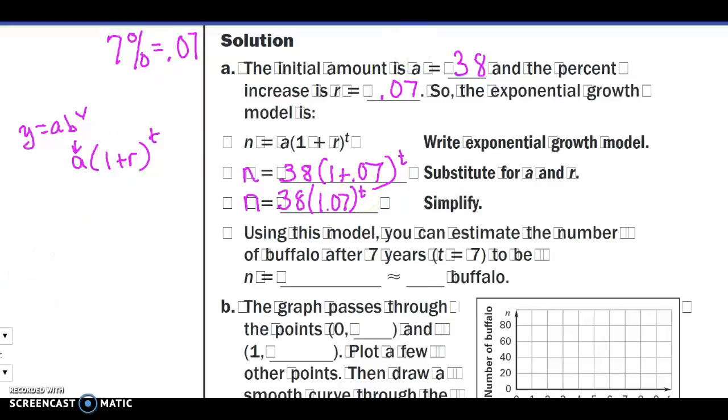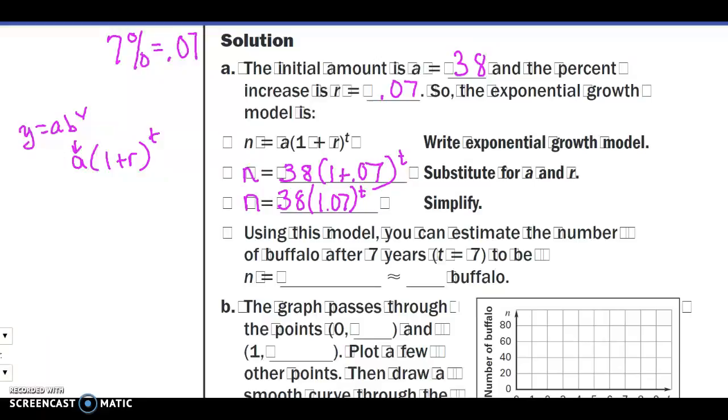Okay, so we can use that equation now to figure out how many buffaloes there were at any particular time of this problem. So they go on to say, using this model, we can estimate the number of buffalo after 7 years. Some of you might have been thinking, hey, it said something about 12 years in the problem. Why didn't we put 12 in for t? Well, we'd only put 12 in for t if we wanted to know how many buffaloes were there at the end after 12 years. But we can use this model for time in between.